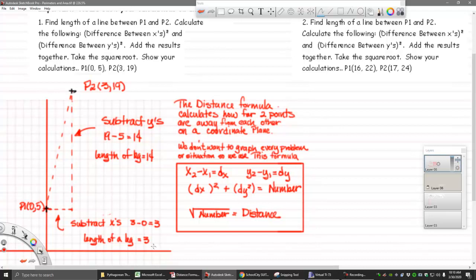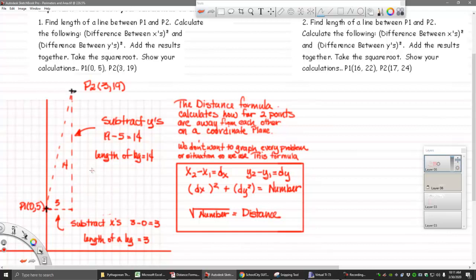So the basic idea is this, if we take the two x values for the points, here I have x2 is at 3, point 1 is at 0. If I take 3 minus 0, that gives me a 3 for this distance. And then if I look at my y's, I have 19 and I have 5, so 19 minus 5 gives me 14. You can see that I have 2 legs to the triangle.